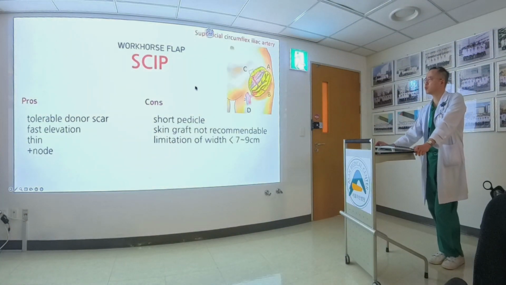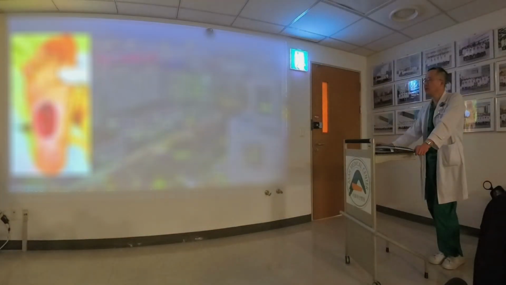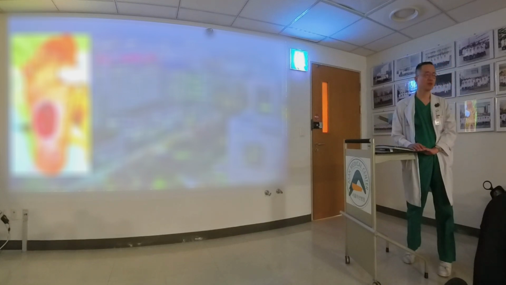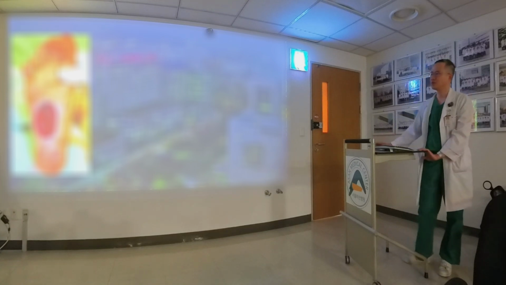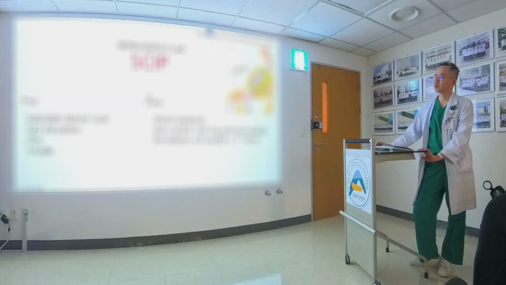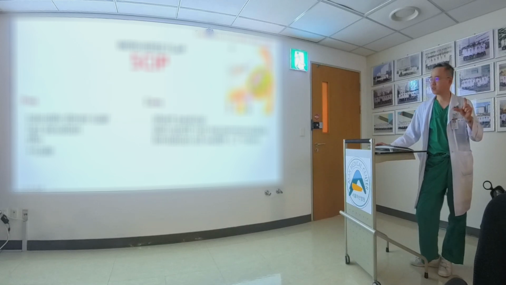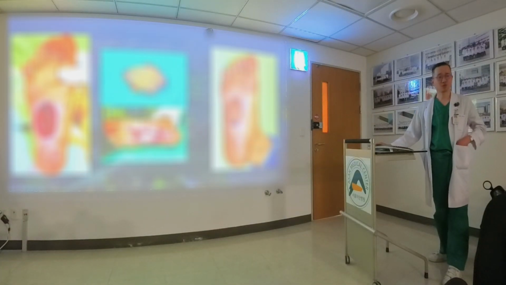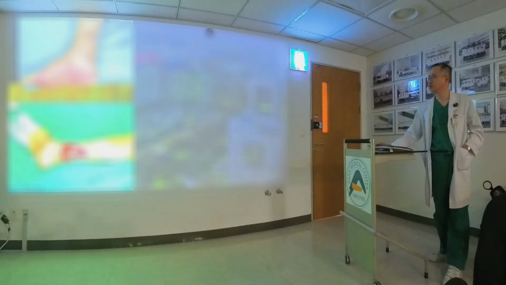And our workhorse flap is the SCIP flap. Initially, Professor Hong visited some conference, and Oshima was talking about the SCIP flap, and we followed his steps, and we use it for small defects like this. The cons of the SCIP flap is that it has a short pedicle, a really short pedicle, and we thought initially we could only close the donor site when the width was 8 centimeters. So we use it for small defects like this. And the donor site scar was really good. So we were really into this flap.